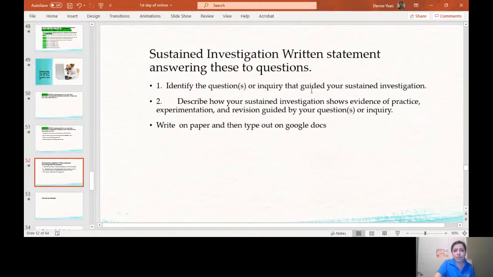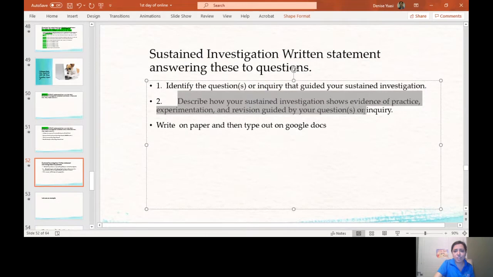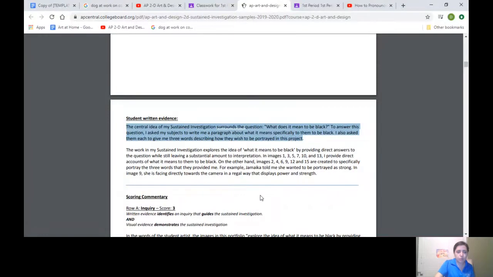Identify the questions or inquiry that guide your sustained investigation. So as you can see, the student did identify those questions. Now, number 2, describe how your sustained investigation shows evidence of practice, experimentation, and revision. So let's go back to the student's written statement. So the second part is going to describe experimentation, practice of revision.